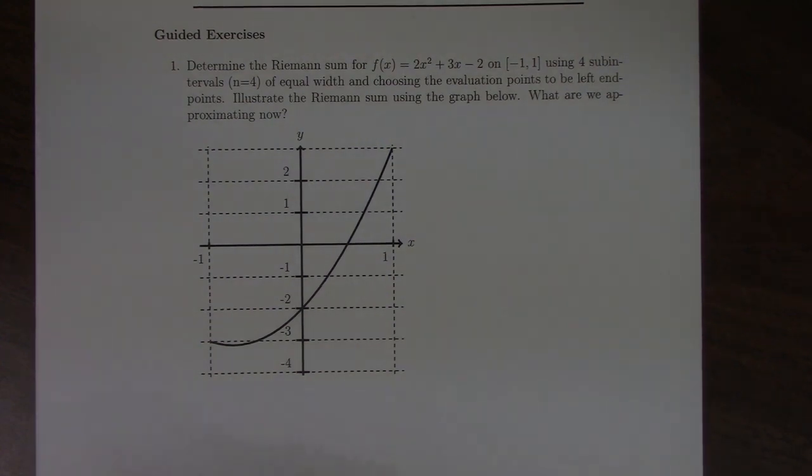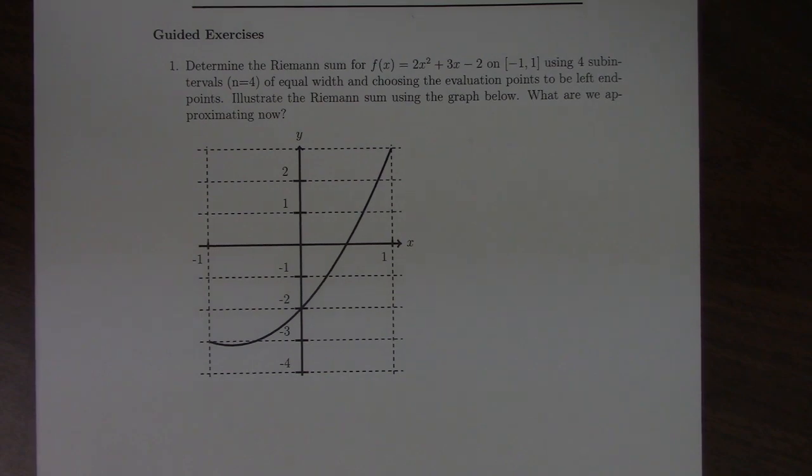So problem 1 says determine the Riemann sum for f of x equals 2x squared plus 3x minus 2 on negative 1 to 1 using 4 subintervals of equal length and choosing evaluation points to be the left endpoints. Illustrate the Riemann sum using the graph below. What are we approximating now? So it wants us to draw what the rectangles would look like.